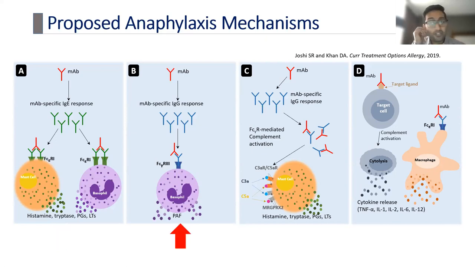And so we have to appreciate that IgG antibodies can, in certain cases, cause anaphylaxis. This is through the Fc gamma R3 receptor, mainly on basophils. What's important here is that because basophils are more predominantly activated in this type of anaphylaxis, you don't get that surge in histamine, you don't get that surge in tryptase. You actually get an increase in platelet activating factor, which multiple studies have shown to be a more accurate representation of the severity of anaphylaxis than tryptase.